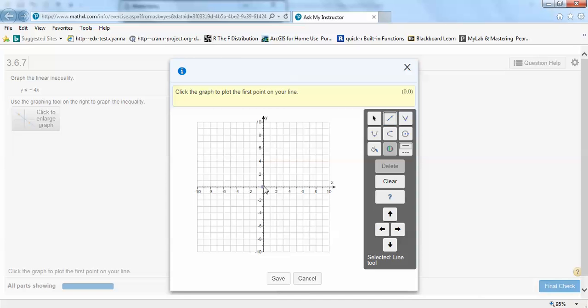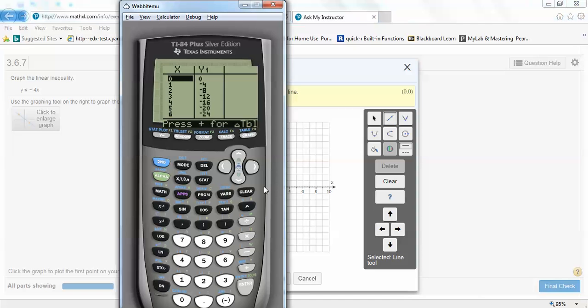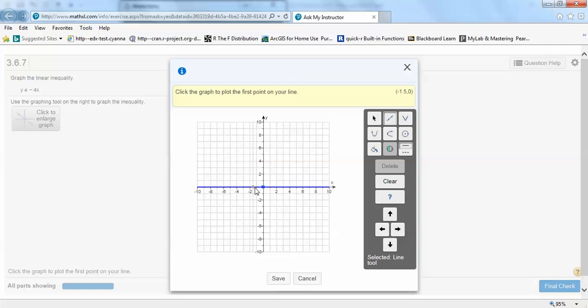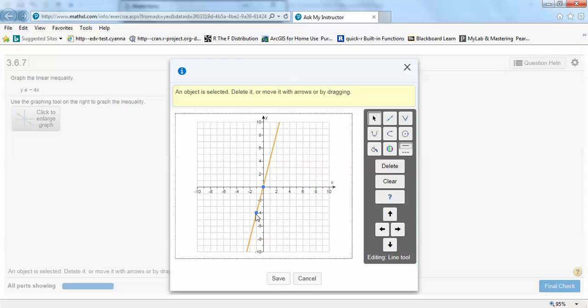So go to 0, 0. That's click, and that's one point. Another one's 1, negative 4. 1, negative 4, which would be right there. I click again, and it draws that line. Now I've got to shade one side.